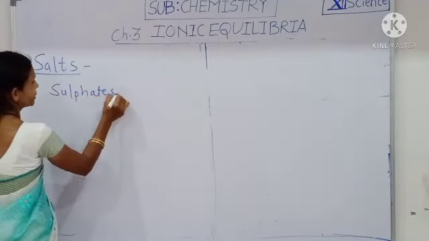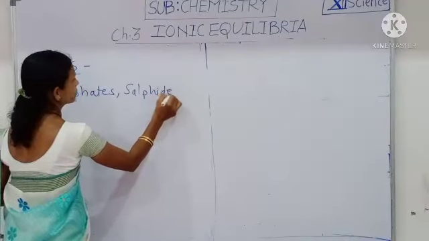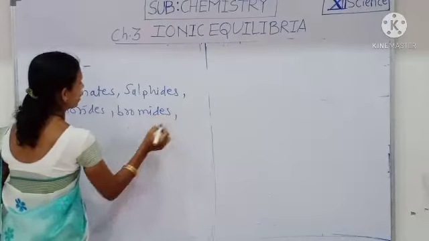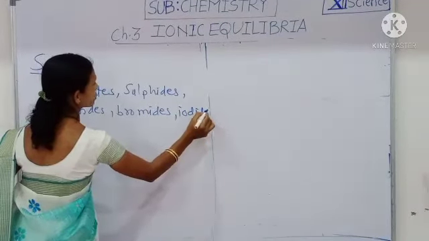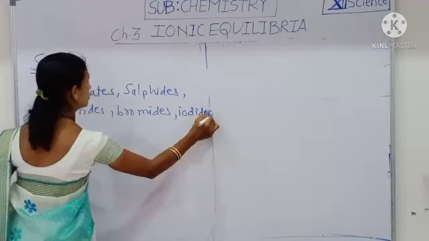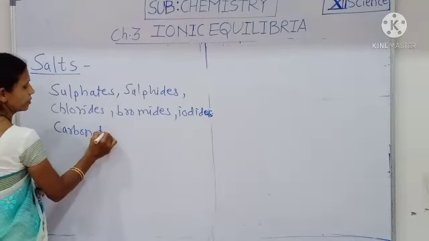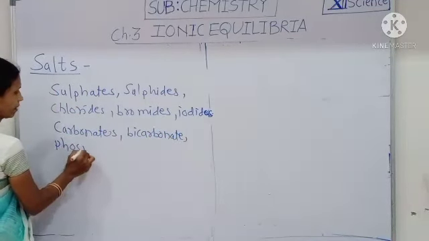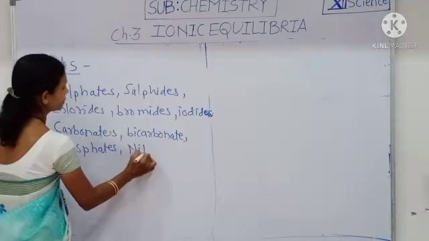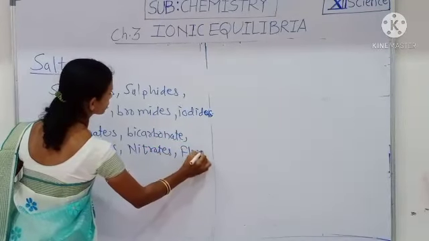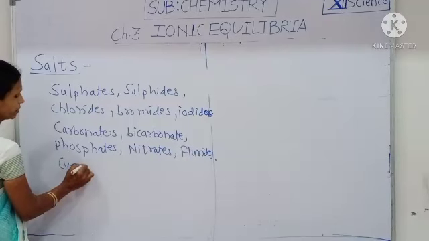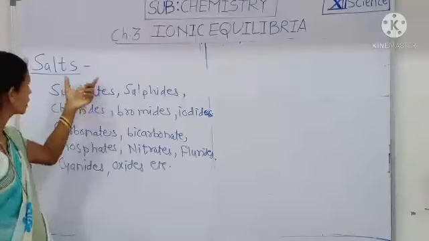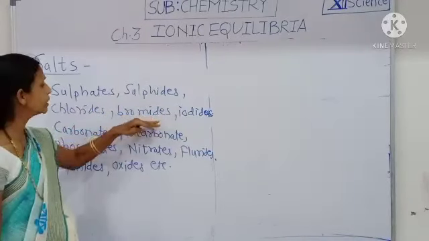sulfates, sulfides, chlorides, bromides, iodides, carbonates, bicarbonates, phosphates, nitrates, fluorides, cyanides, oxides, etc. All of you have studied about that. Salts are present in different forms.